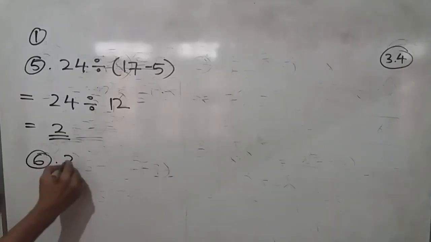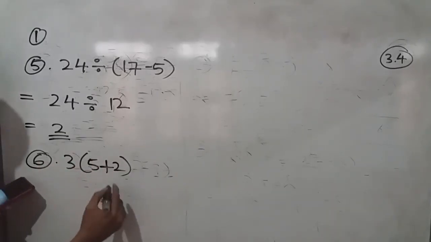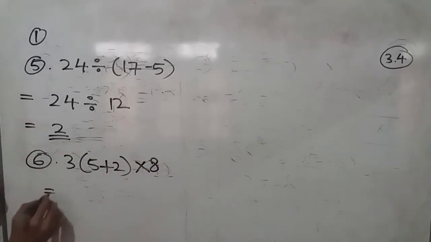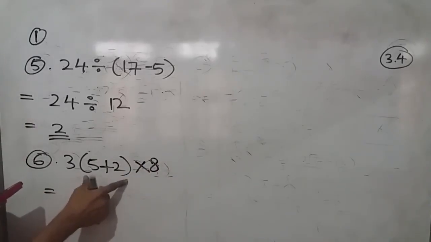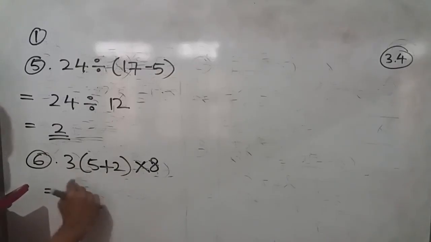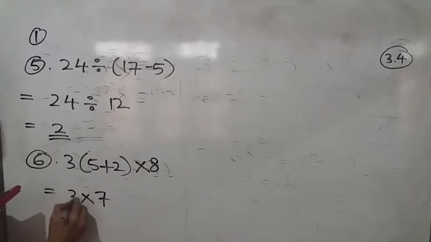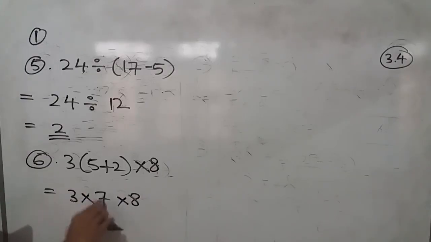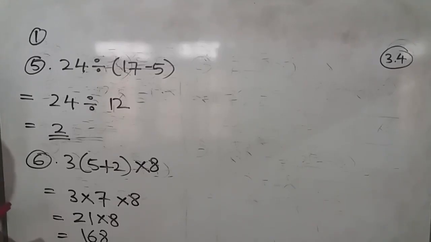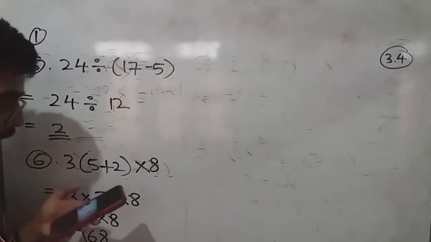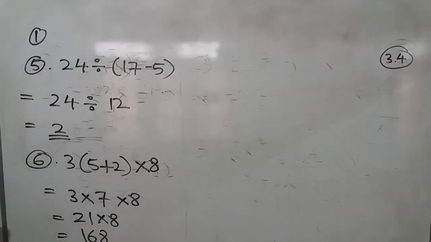Part 6. 3 times 5 plus 2 times 8. So in that case, we have to simplify the brackets first, right? So 5 plus 2, that is what? 7. 7 times 3. Then we have to again multiply that. So 3 times 7, what is that? 21. 21 times 8. So 8 times 1 is 8. 8 times 2 is 16. So altogether the answer is 168.